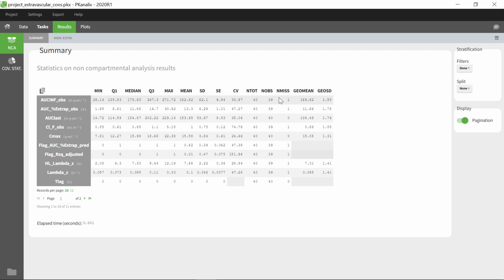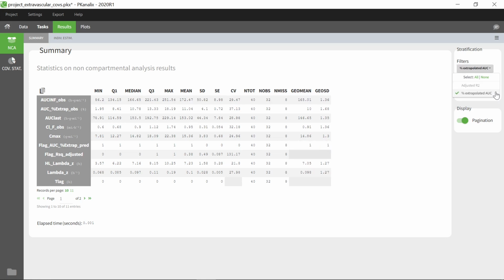By default, this corresponds to some parameter values that are unavailable for some individuals because the lambda z estimation has failed. Here, this is the case for one individual for which there are not enough data points after the Cmax to estimate a slope. Now, the stratification option called Filters appears when one or several acceptance criteria have been selected. In that case, it is possible to exclude from the summary the individuals that do not meet the acceptance criteria. The number of excluded individuals are subtracted from NOPS and added to NMIS, and the statistics are updated.